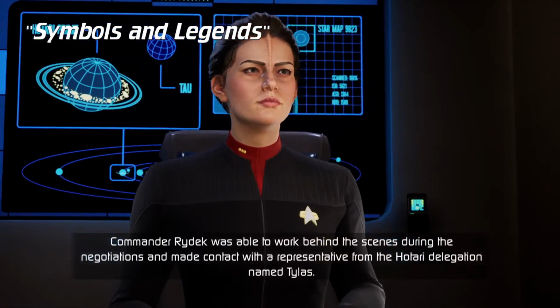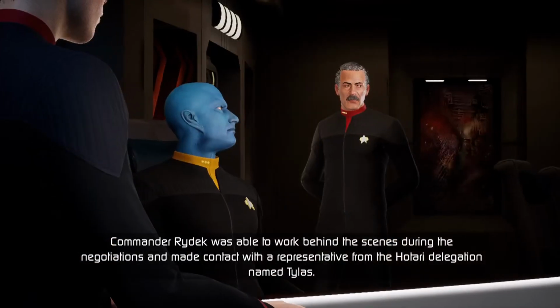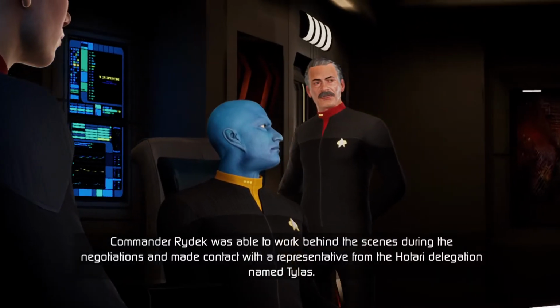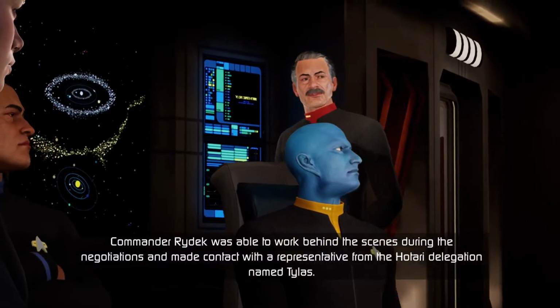Commander Rydek was able to work behind the scenes during the negotiations and made contact with a representative from the Hotari delegation named Tylis.